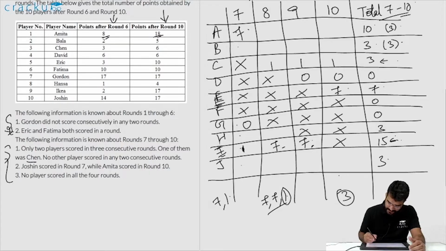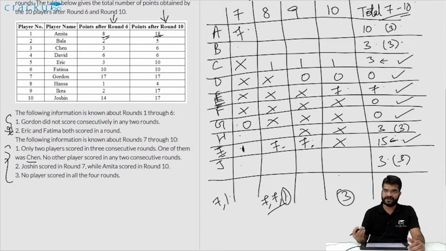coming from Bala, Chen is complete, David is complete, Eric is complete, Fatima is complete, Gordon is done, there is a 3 that is coming from Hansa, Ik is done, and there is a 3 that is coming from Joshin. So these are the 4 people who are remaining and they have scored a 3 in each of the 4 rounds. Now let us see the information that is given.